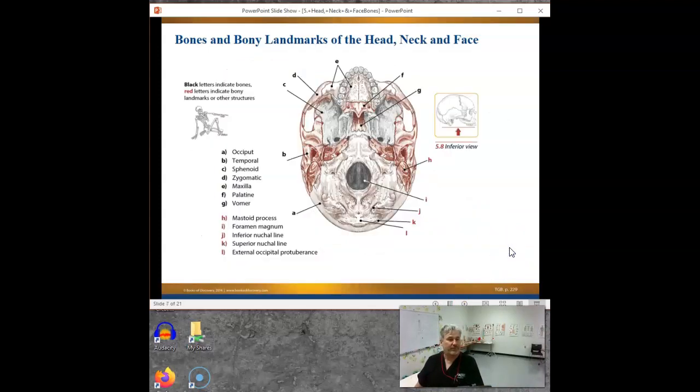Okay. By the way, just to let you know, this is us looking at the bottom of a skull. Boom. What do we call that giant hole in the bottom of your skull?